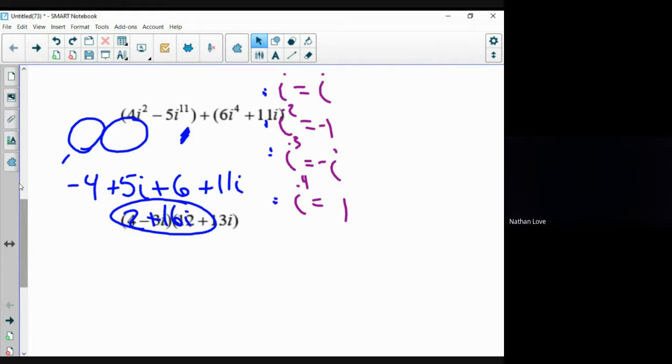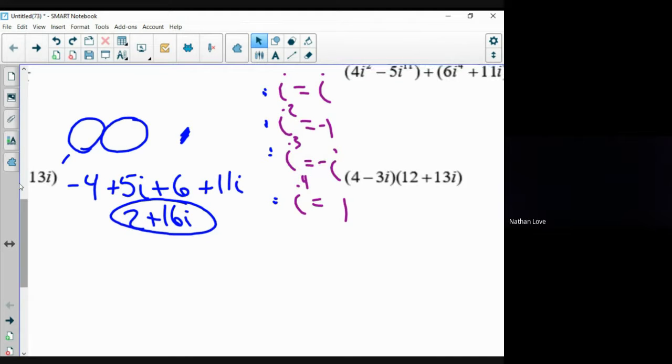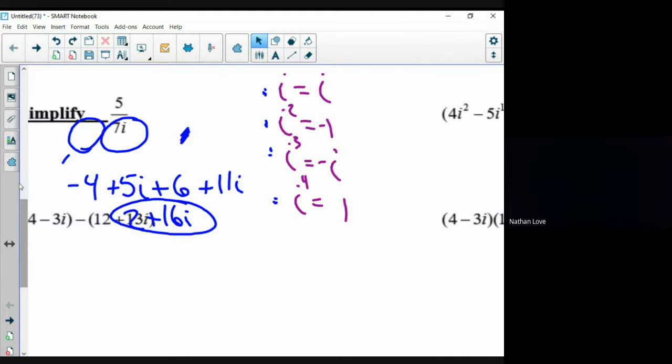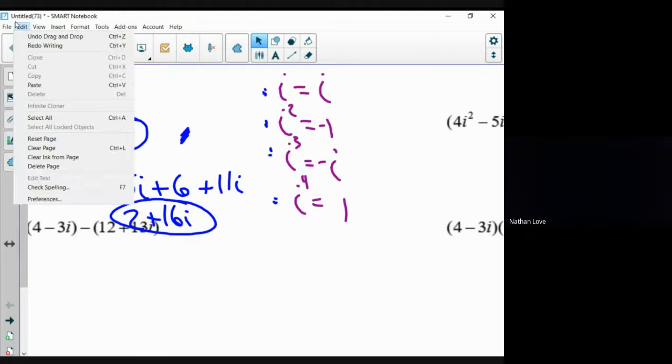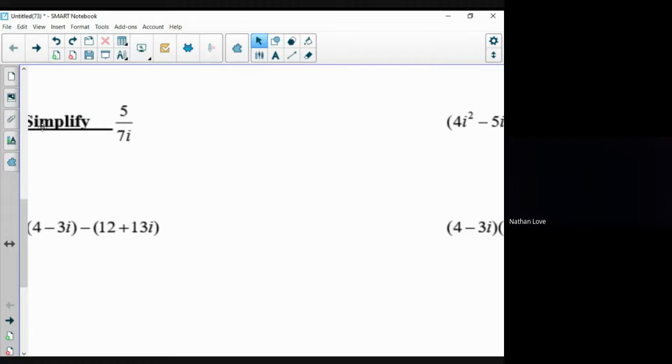We'll do this one over here. 5i with a 7 there. Let me go ahead and clear the ink from this. All right, so 5 divided by 7i. How are you going to get rid of that i off the bottom? Multiply by just the letter i. So I get 5i over 7i squared.